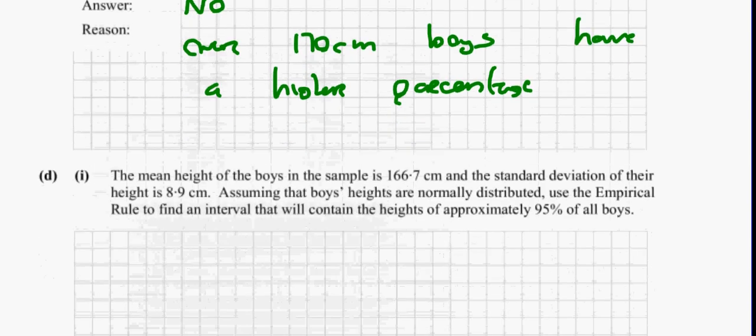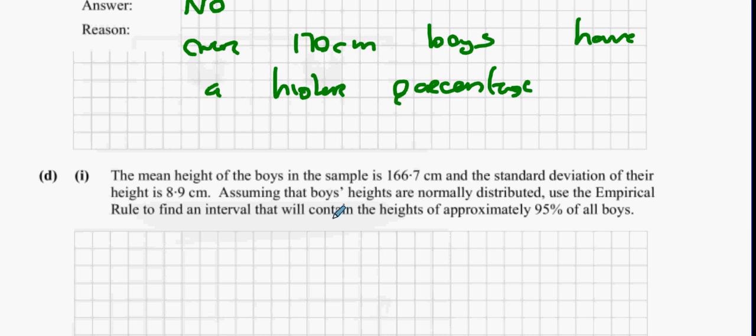Now, the mean height of the boys in the sample is 166.7, and the standard deviation of their height is 8.9. Assume that the boys are normally distributed. Use the empirical rule to find the interval that contains 95%. Peter, 95%. How many standard deviations is that to the right and to the left?